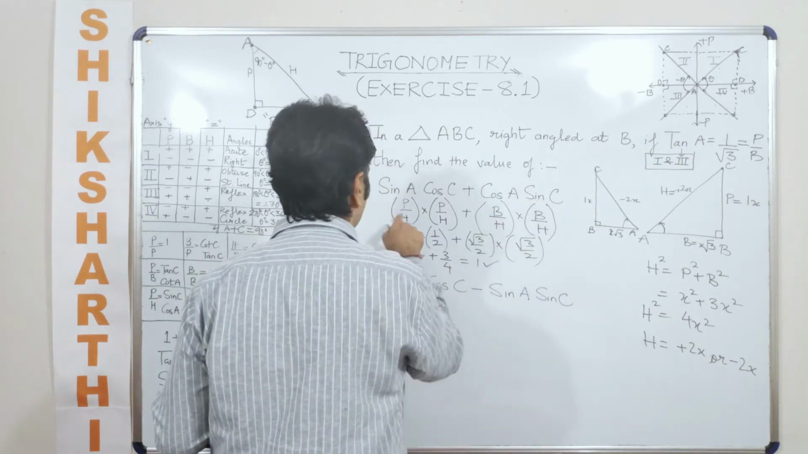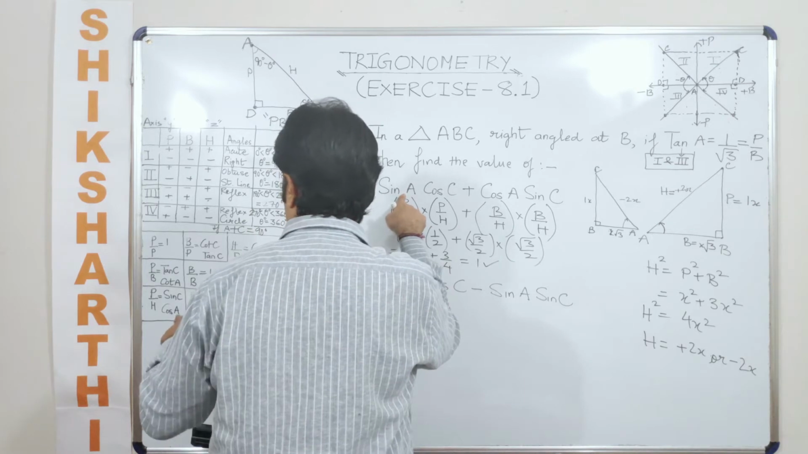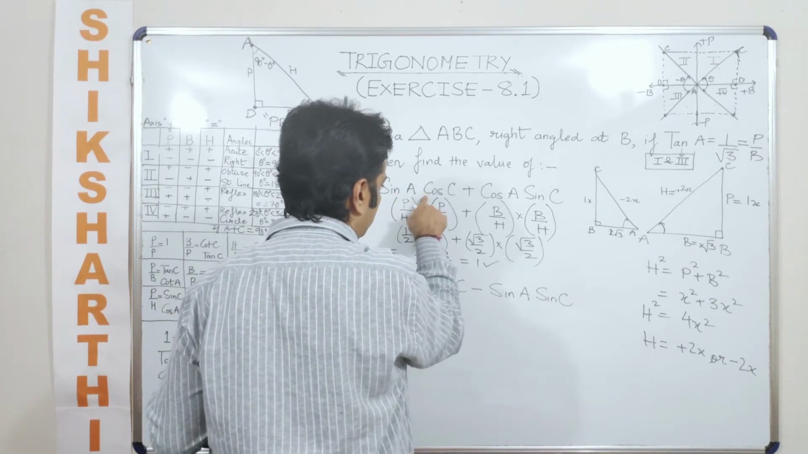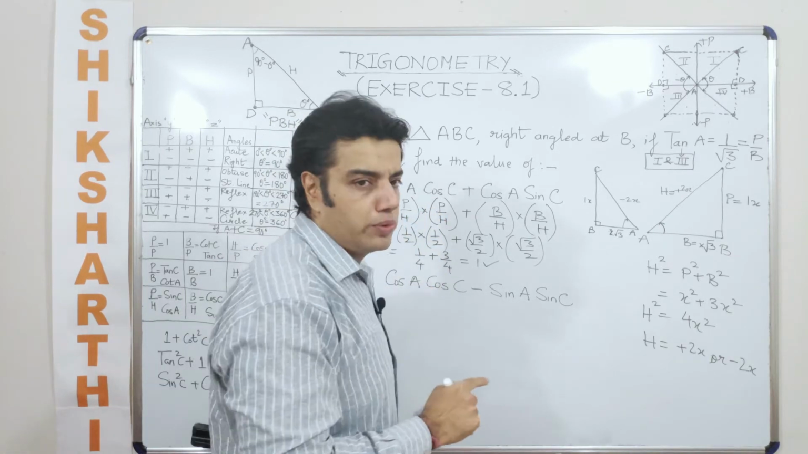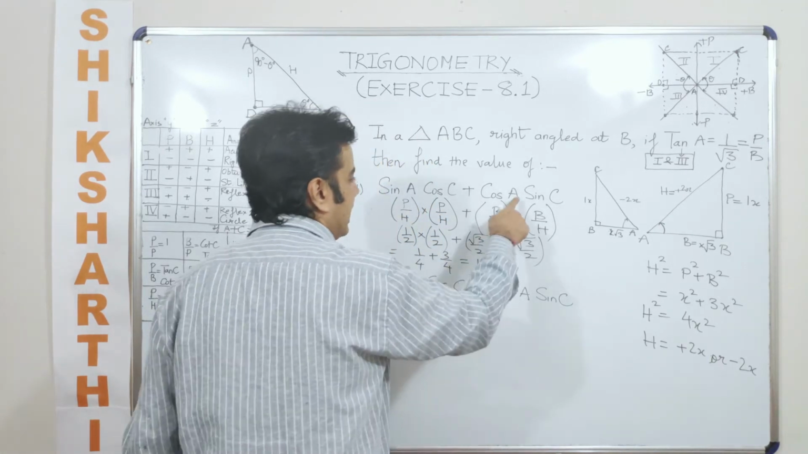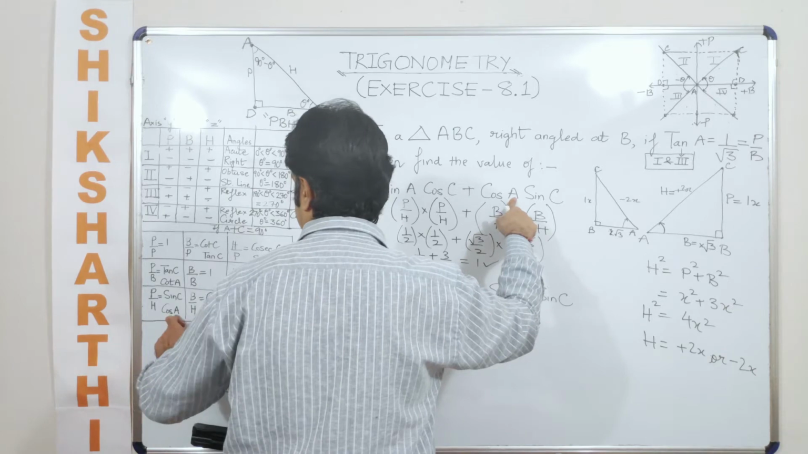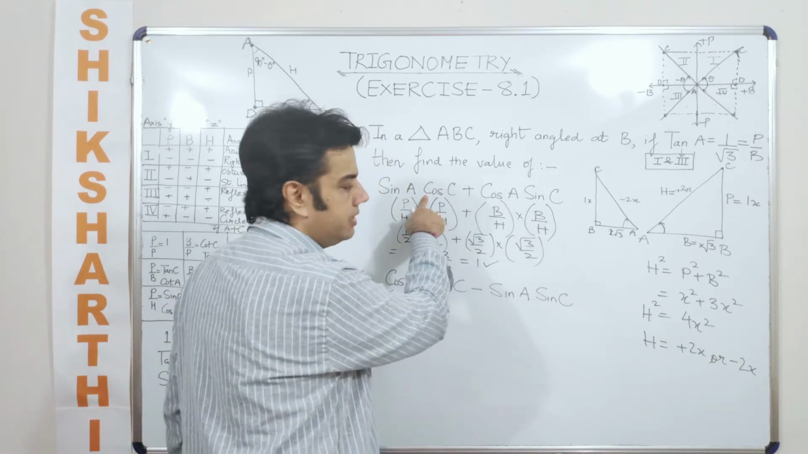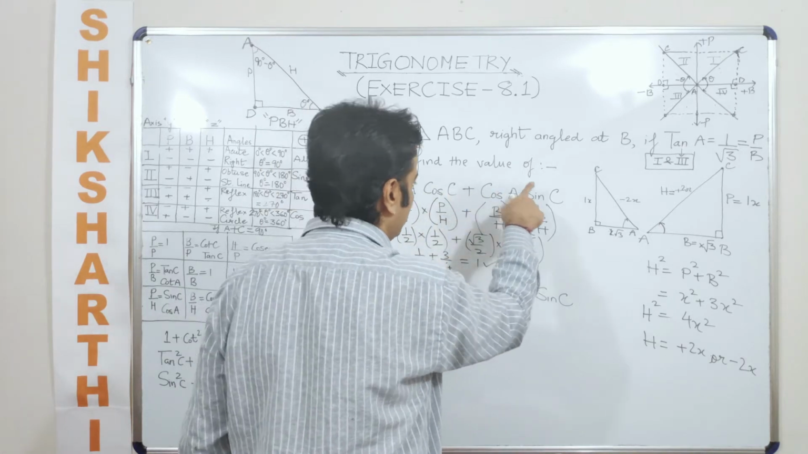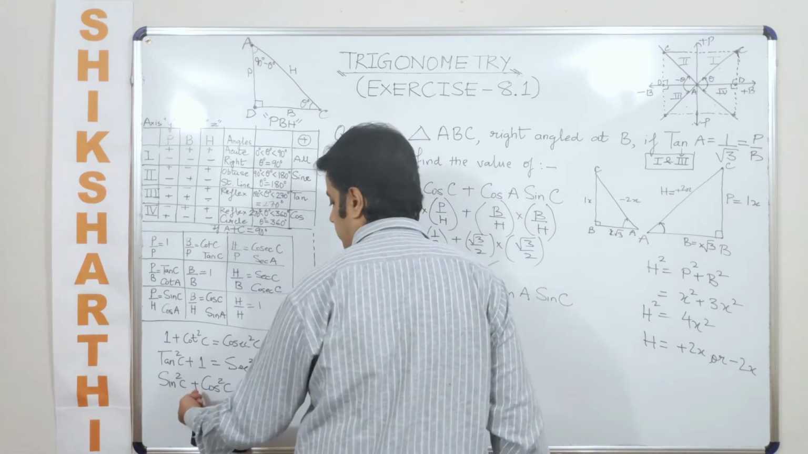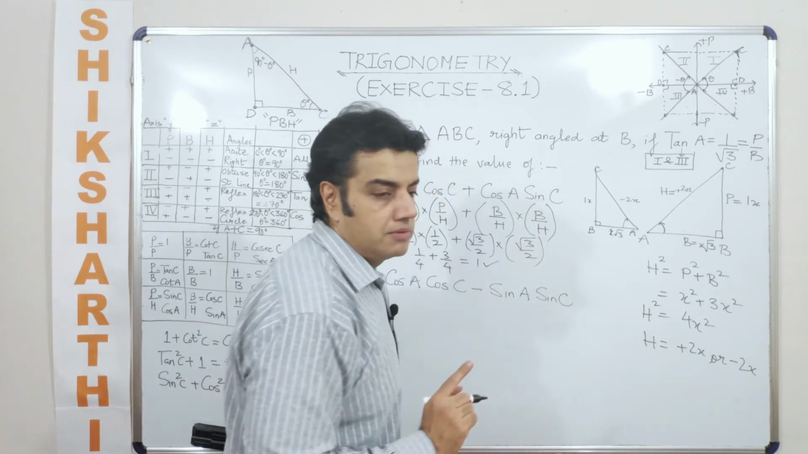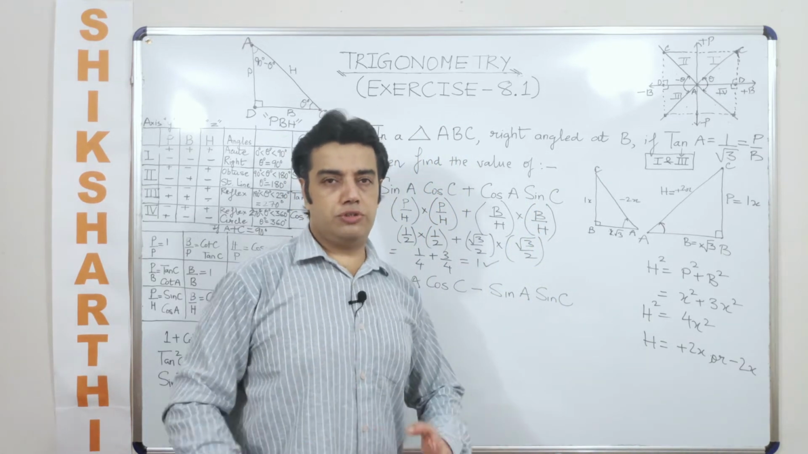I would have just taken the values. How much is sin A? Sin A I know is cos C. So this cos C into cos C, I could have written it as cos square C, right? And here cos A can be written as sin C. So this essentially gets converted into cos square C plus sin square C, and I can use this trigonometric identity equal to 1. I hope you understood. So that is the best way.